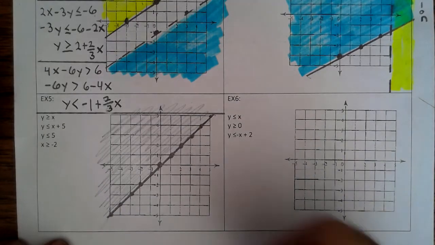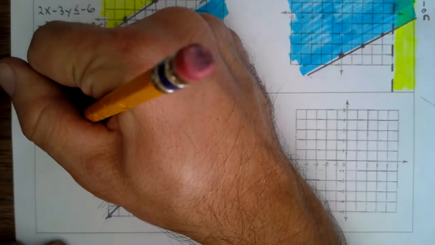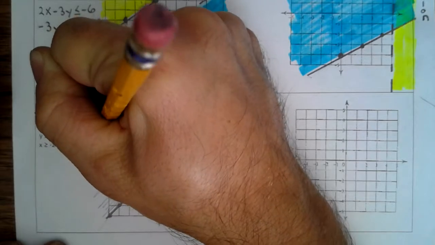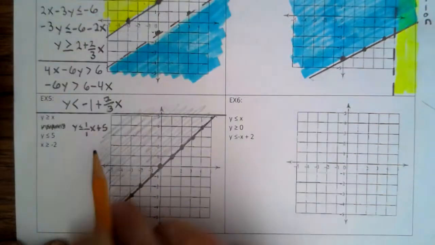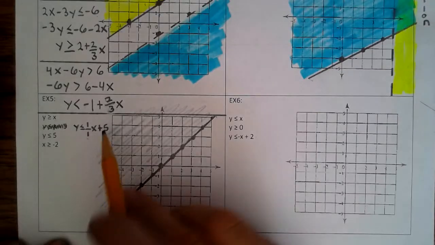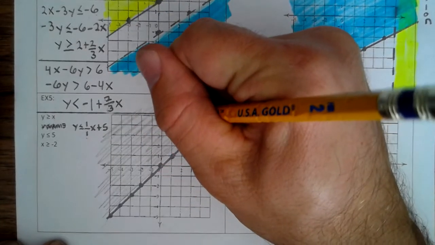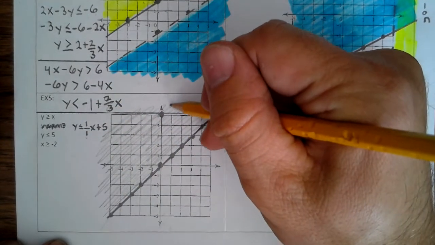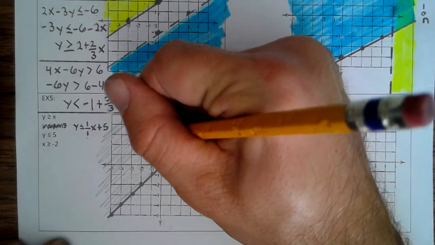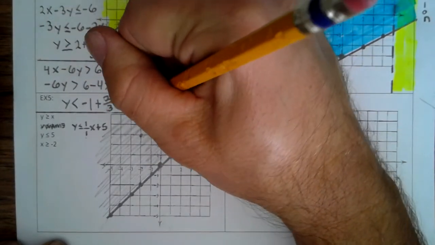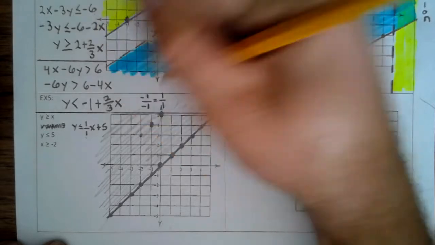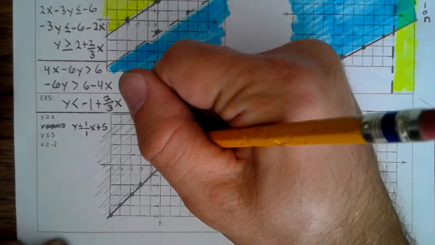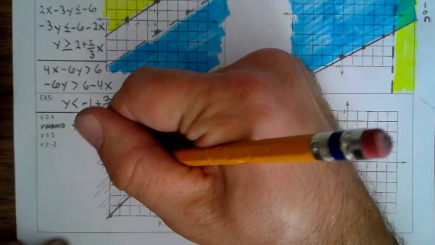Now here, I'm going to rewrite that as y less than or equal to 1 over 1x plus 5. So that way I have the fraction. Okay, so I start at 5, 1, 2, 3, 4, 5. And then technically I'd go up 1 to the right 1, but I can also go down 1 to the left 1, because negative 1 divided by negative 1 is equivalent to 1 over 1. So that's why I can go down 1 to the left 1, down 1 to the left 1, down 1 to the left 1.